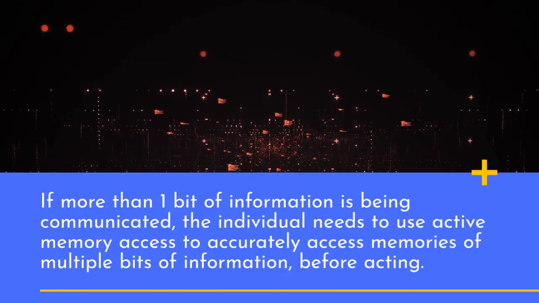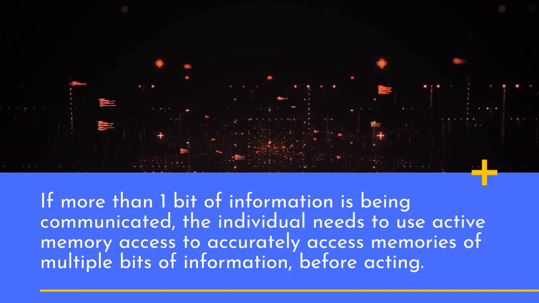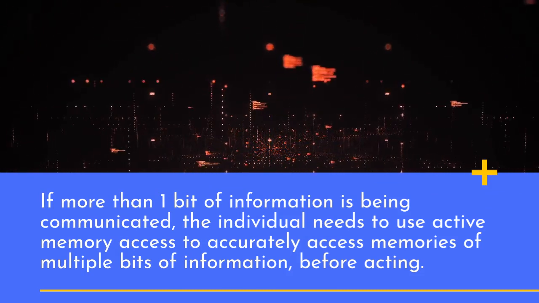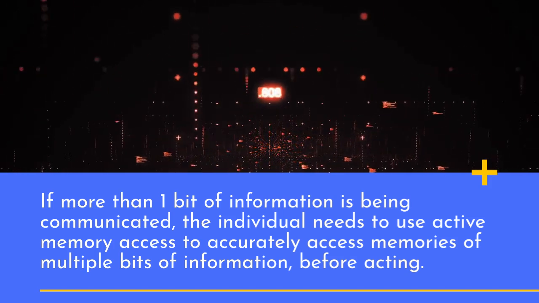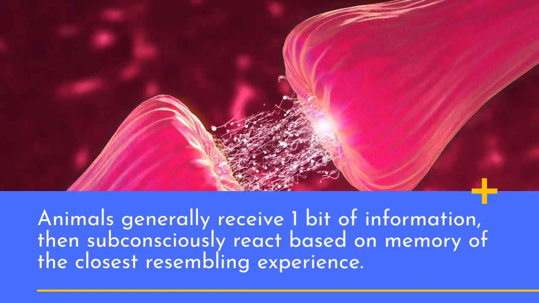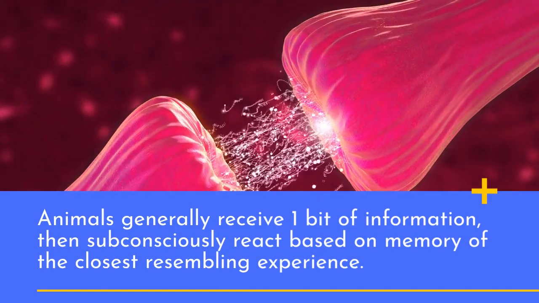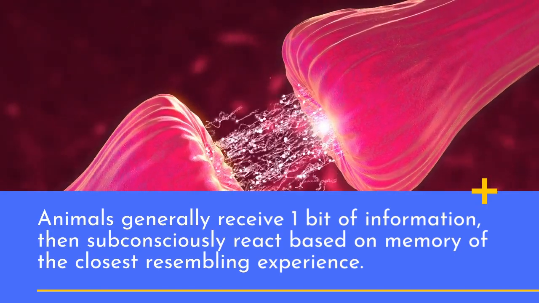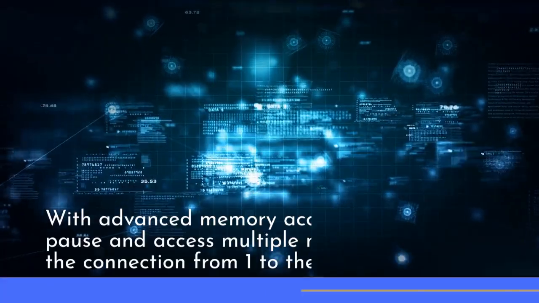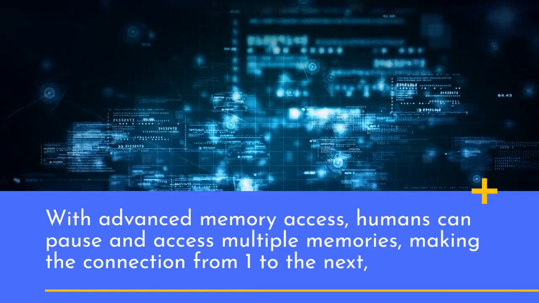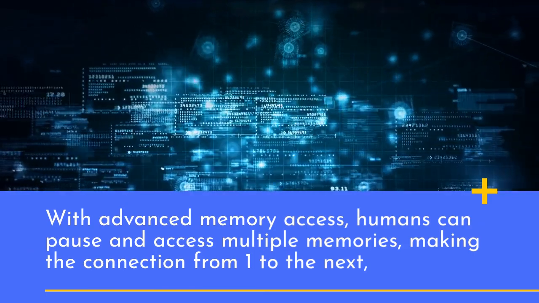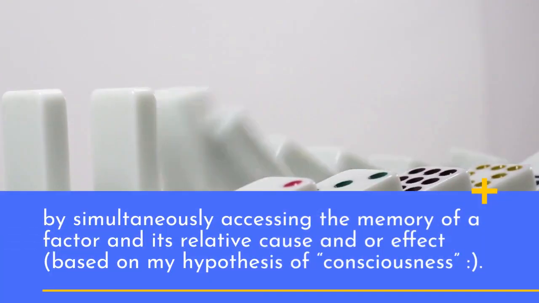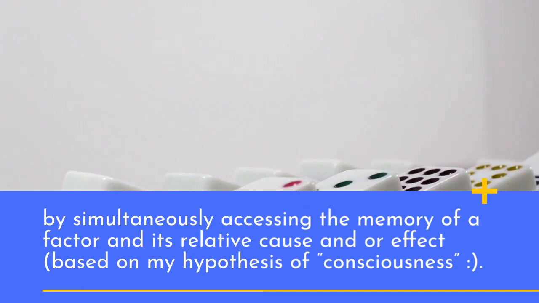If more than one bit of information is being communicated, the individual needs to use active memory access to accurately access memories of multiple bits of information before acting. Animals generally receive one bit of information, then subconsciously react based on memory of the closest resembling experience. With advanced memory access, humans can pause and access multiple memories, making the connection from one to the next. By simultaneously accessing the memory of a factor and its relative cause and/or effect, based on my hypothesis of consciousness, smile.